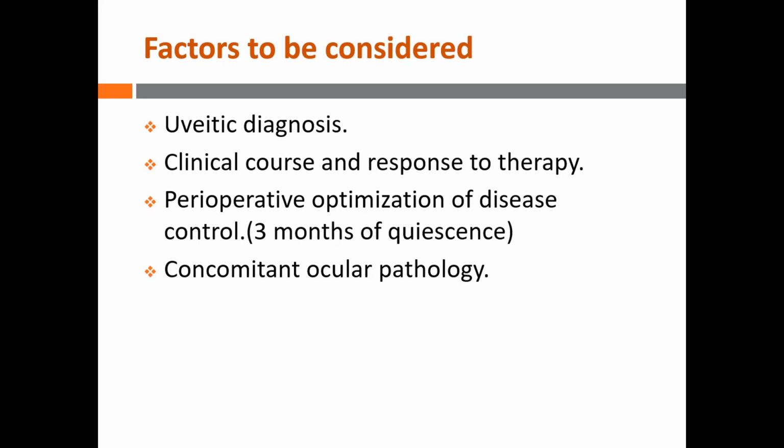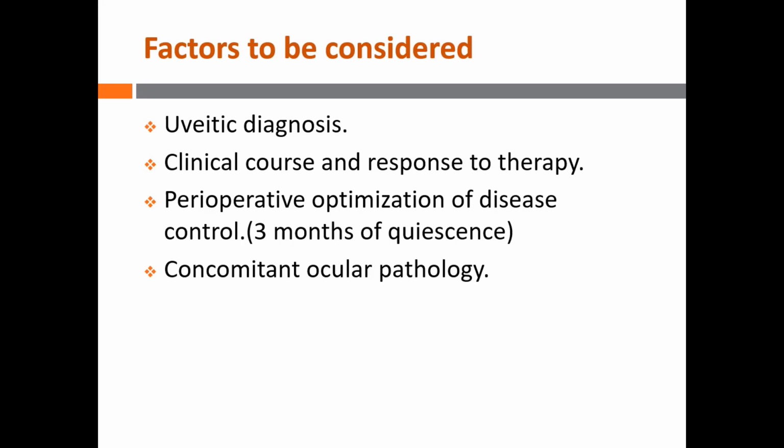There are a few factors which will help us to predict the visual outcome in our patients. Few uveitic diagnoses have good prognosis. As sir said earlier, in Fuchs uveitis and pars planitis, you usually have a good prognosis after cataract surgery. Patients who have a good response to the standard care of treatment, and patients with a good clinical course throughout the disease, have a good visual outcome. And it's a thumb rule always that you have 3 months of quiescence before advising cataract surgery in your uveitic patients.